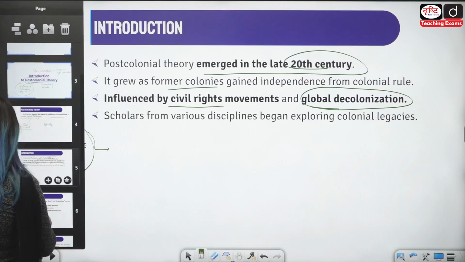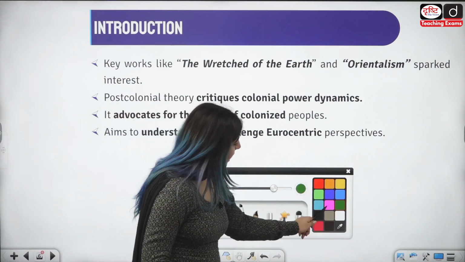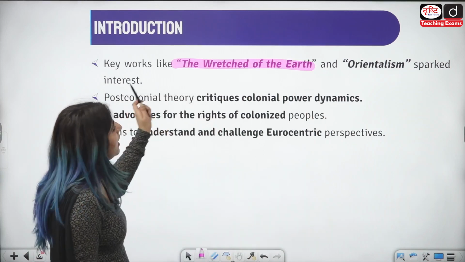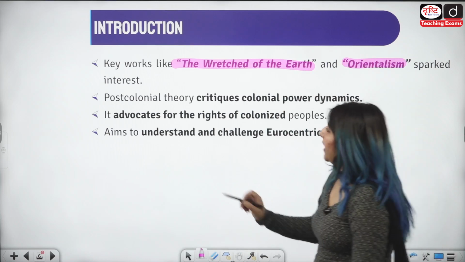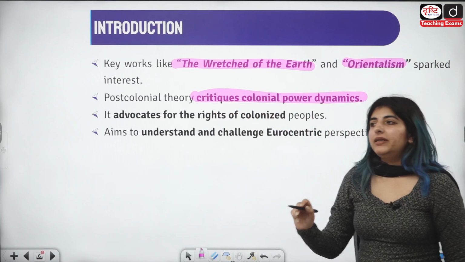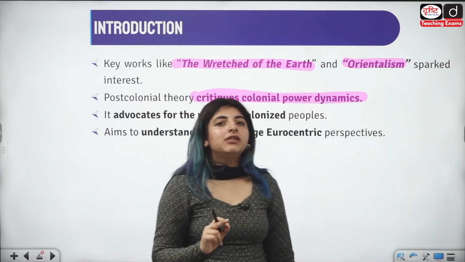Moving forward, there are many key works, out of which some I have highlighted here: The Wretched of the Earth by Franz Fanon, right? And Orientalism by Edward Said, right? It is a theory which critiques the colonial power dynamics. How? Through the power. And here come Foucault's terms and terminologies.